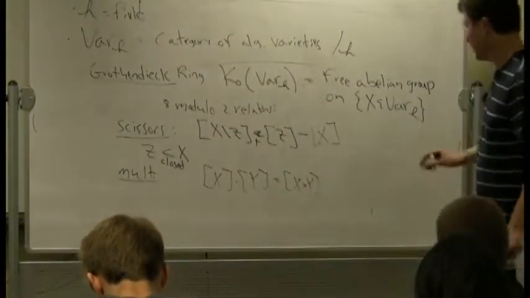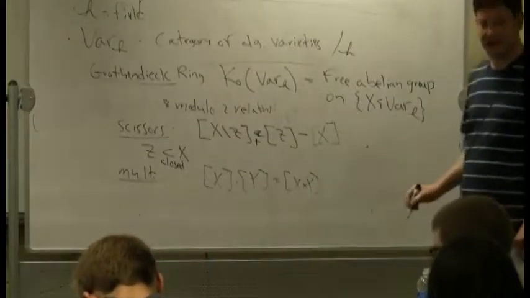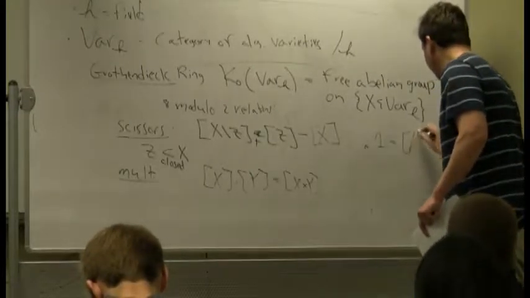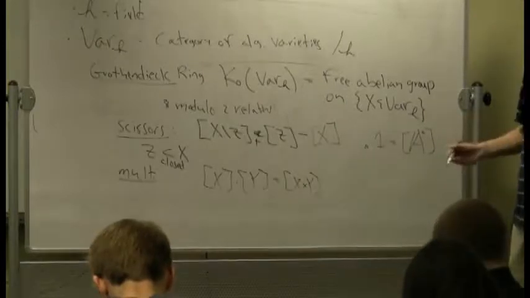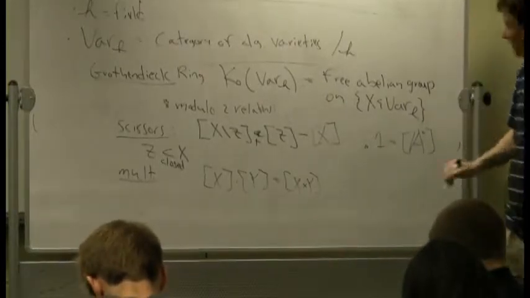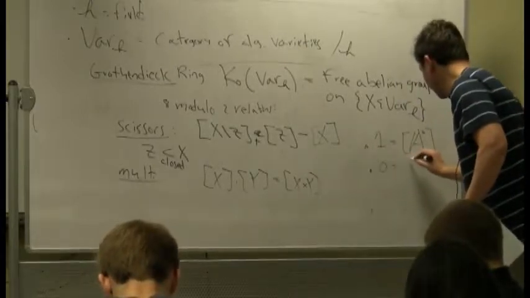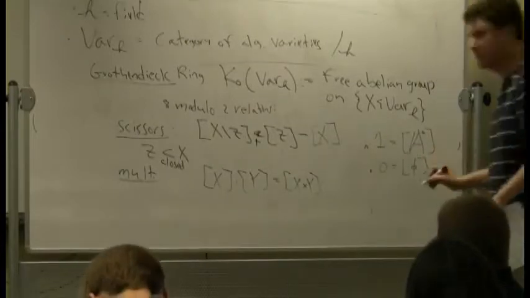So, okay. Let me just point out, anything times a point is the thing. So 1 is the class of A^0. A^1 again is just the field. You can think of A^1 as just K, the affine line. And 0 in the ring is the class of the empty variety. Okay.